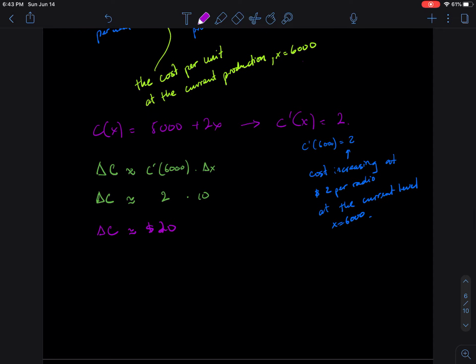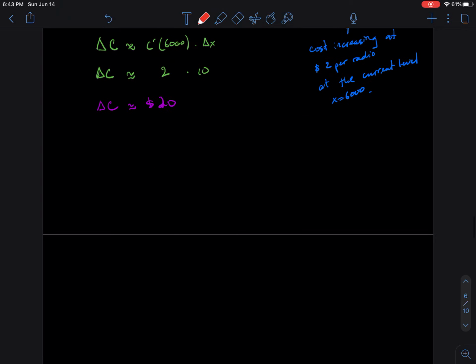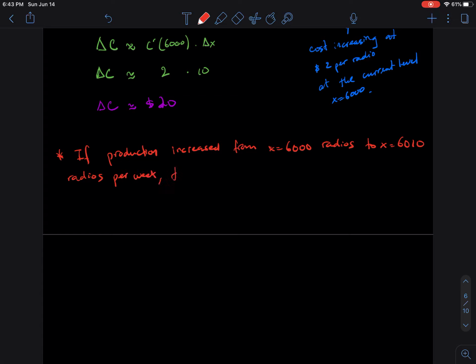So let's make sense of this. If production increases from 6,000 radios to 6,010 radios per week, then the approximate change in cost is around $20 per week.